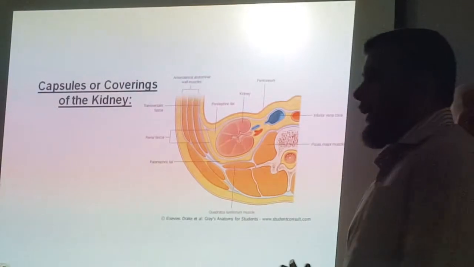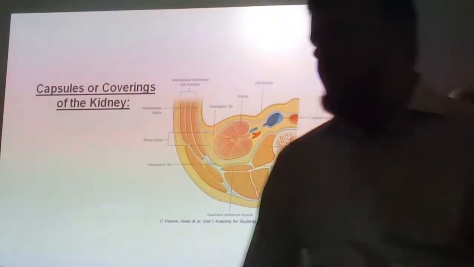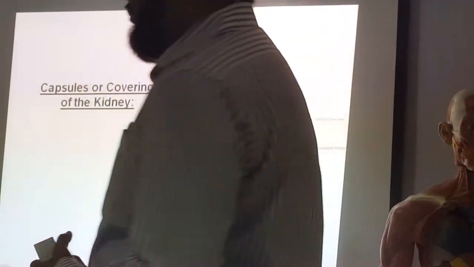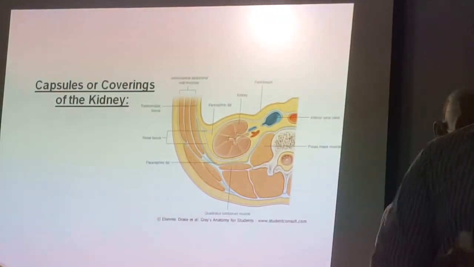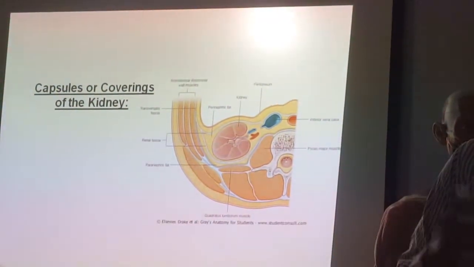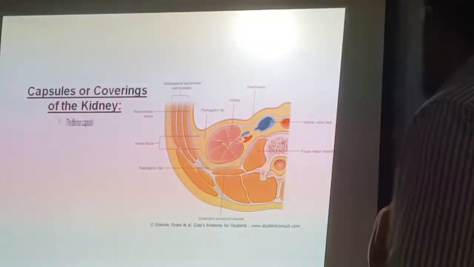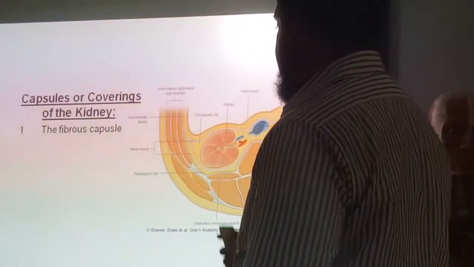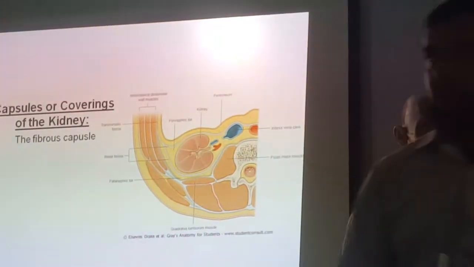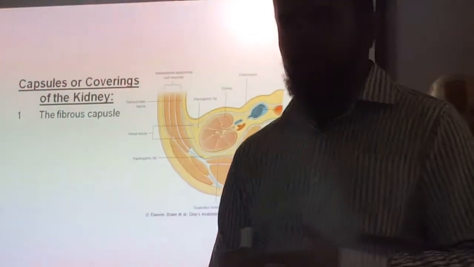The next is the capsules of the kidney. The capsules of the kidney are very important because the kidney is well protected and it prevents a lot of infections and other injury. The first capsule is the fibrous capsule itself. What is the fibrous capsule? It is a capsule of fibrous tissue around the kidney.